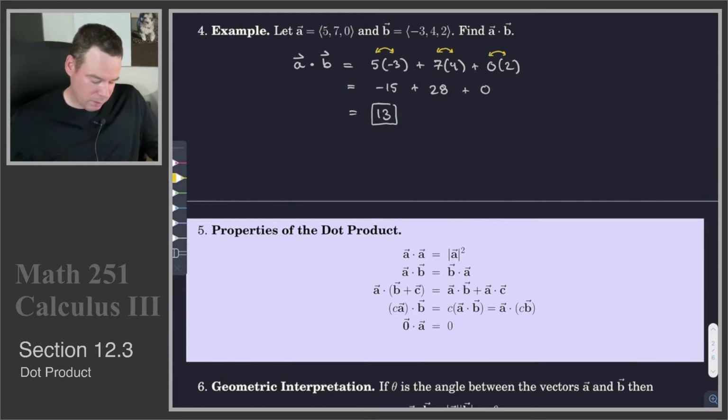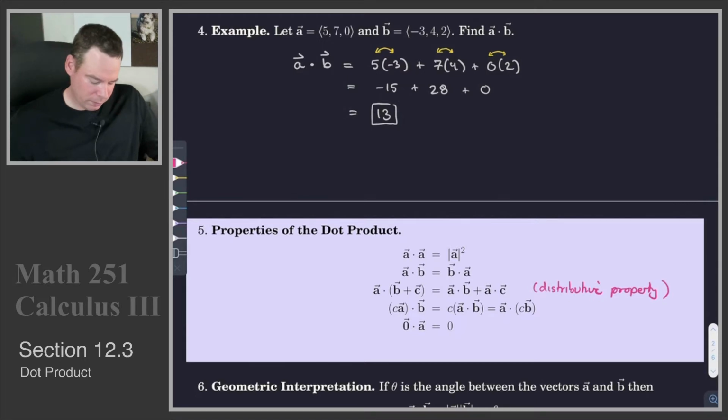The third property is that if we dot A with a sum of vectors, we can dot it with the individual vectors and add them up. This is a distributive property. So I'll write this down, distributive property. This tells us how a dot product distributes over a sum.